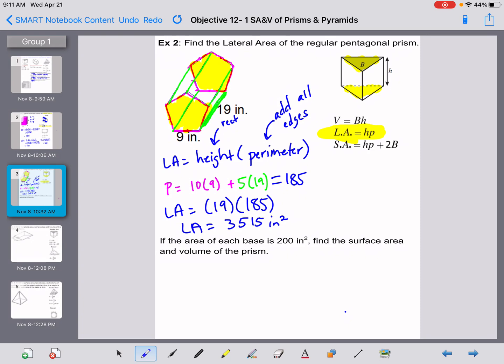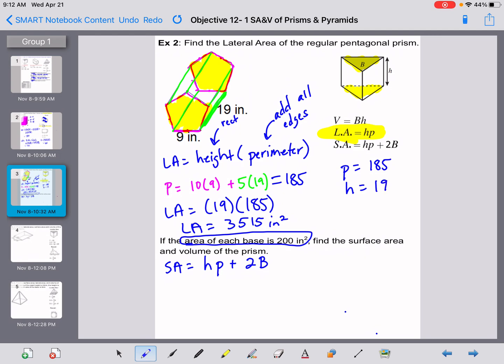Now I need to find the surface area and volume. So surface area is HP plus 2B. All right, the area of each base, this is an important piece. That means I didn't label what my things were over here. So P is 185, H is 19, the big B is 200. So do I have everything that I need to plug into my formula? I sure do.